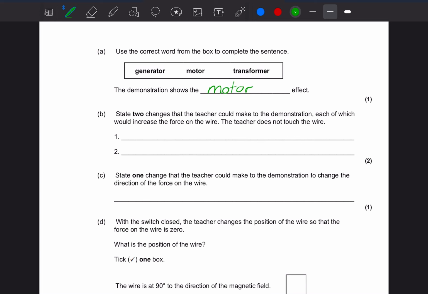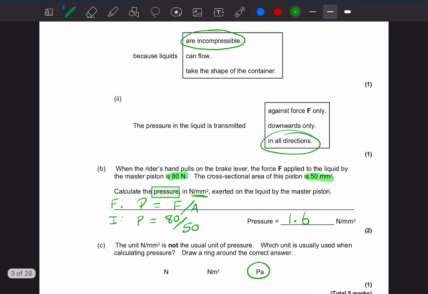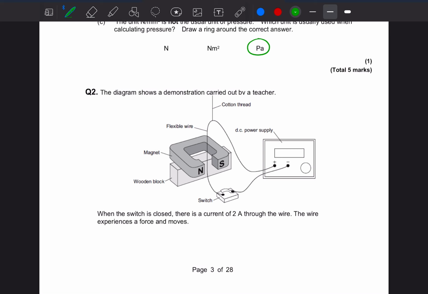effect. State 2 changes that the teacher could make to the demonstration, each of which would increase the force on the wire. The teacher does not touch the wire. Okay, so how do we make the force on the wire bigger? Now, I think it's probably a good time here to actually explain the motor effect a little bit, because it's come up early on this predicted paper, but if it's on your actual paper and it comes a bit later on, you might be asked to explain what's happening.